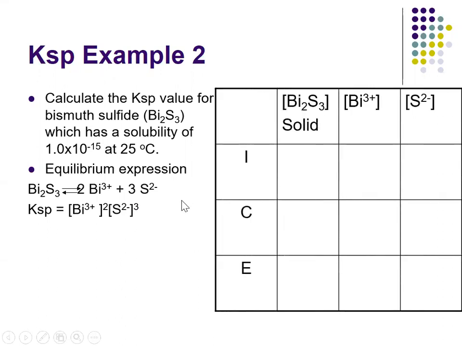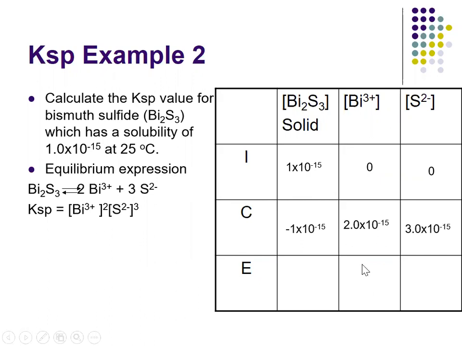What's my initial concentration of Bi2S3? 1 times 10 to the negative 15. What are my initial concentrations of Bi 3 plus and S2 minus? 0. So what's my change? What's the change of Bi2S3? Minus 1 times 10 to the negative 15. What about Bi 3 plus? Times 2. You have to multiply it times 2 because the coefficient there is 2. And then S, you'd have to do it times 3. So it'd be 3.0 times 10 to the negative 15.